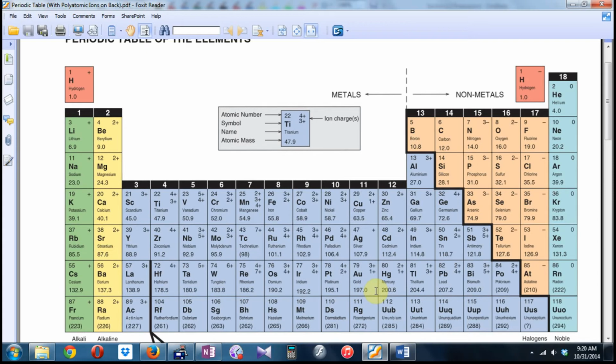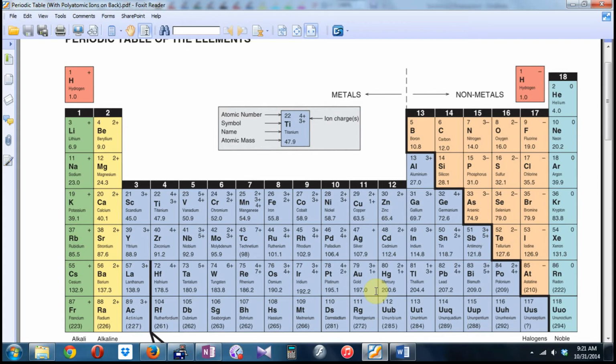All the atoms in this row here have 2 electron shells. All the atoms in this row here have 3 electron shells. All the atoms in this row here have, take a guess, how many electron shells? 4. And then this is 5 electron shells, and 6, and 7, although it goes a little haywire as you go further down. How many electron shells do hydrogen and helium have? Just 1.